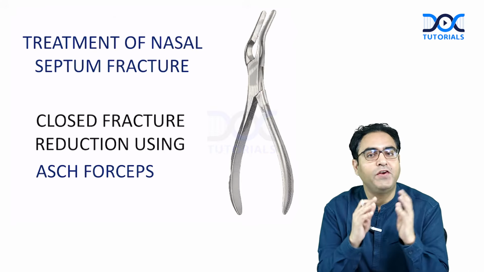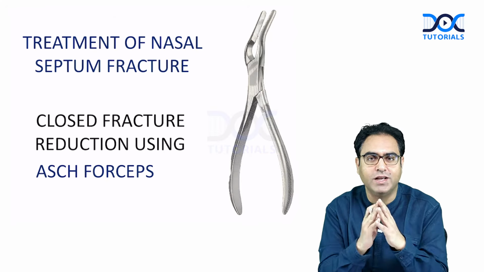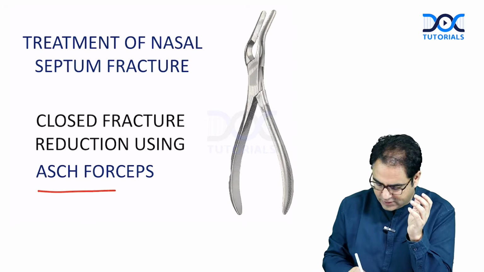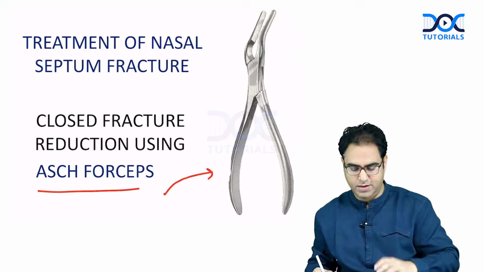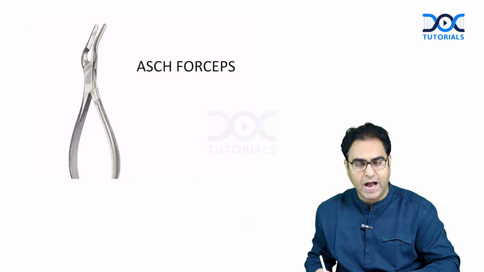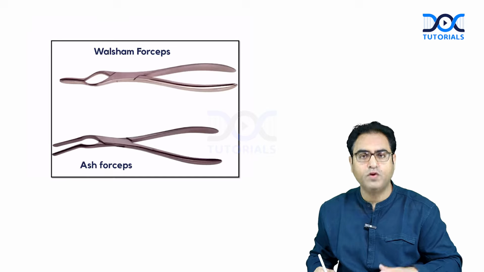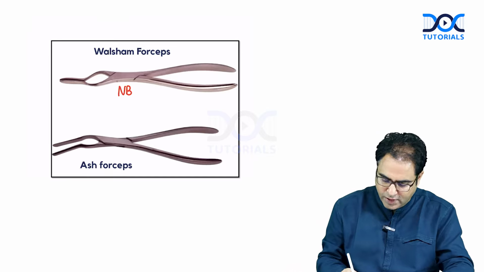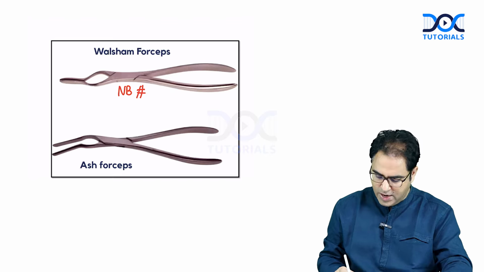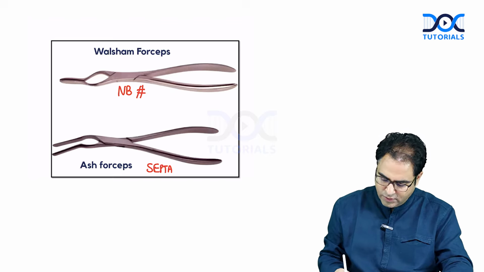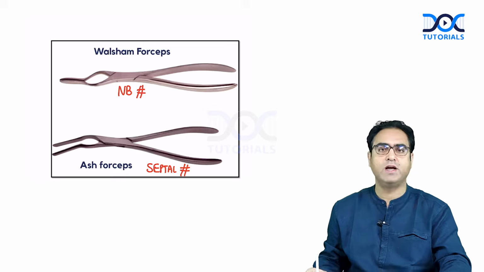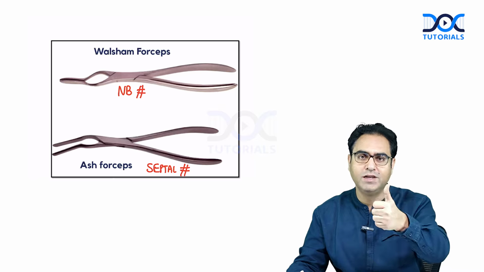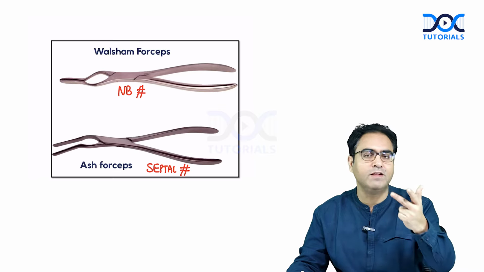Now, let us discuss the treatment of the nasal septum fracture, reduction. The answer is what? Closed reduction using Asch forceps, A-S-C-H. This is the Asch forceps. Okay. So, my dear friends, this is the Asch forceps. So we know there are two forceps being used for nasal trauma. The Walsham forceps is for nasal bone fracture reduction and Asch forceps is the forceps used for septal fracture reduction. So guys, we have discussed 3 clinical entities related to nasal trauma: number 1, nasal bone fracture, number 2, the septal hematoma, and number 3, the nasal septum fracture.